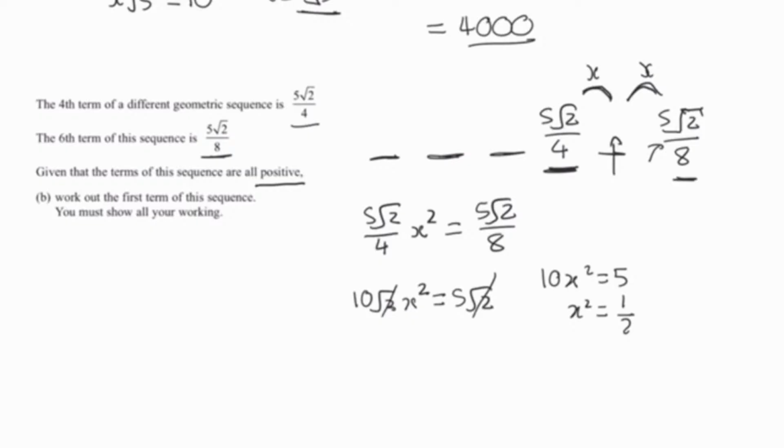Now we can find x, so we square root and we get x equals plus or minus 1 over root 2. But we have plus or minus 1 over root 2, and we need to decide if it's plus or minus.